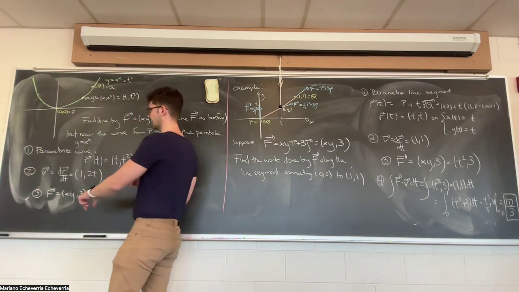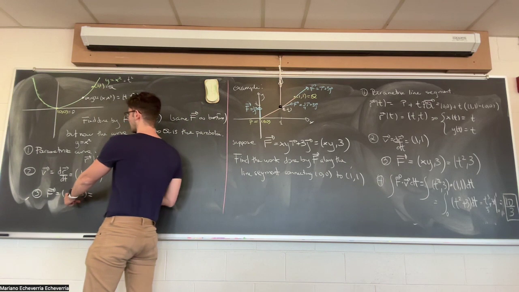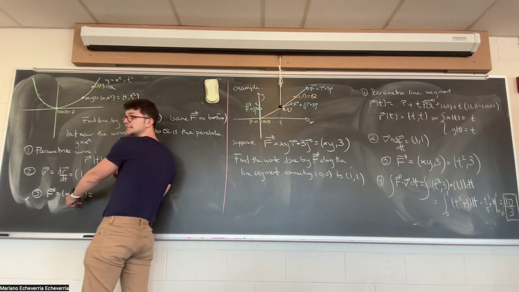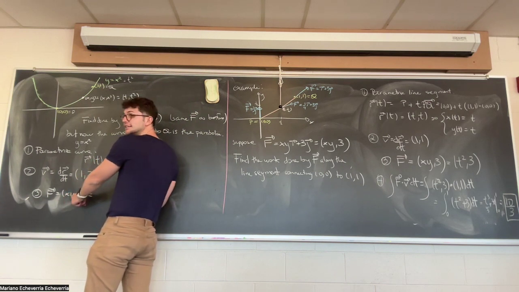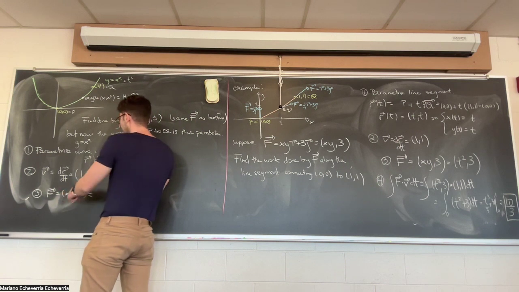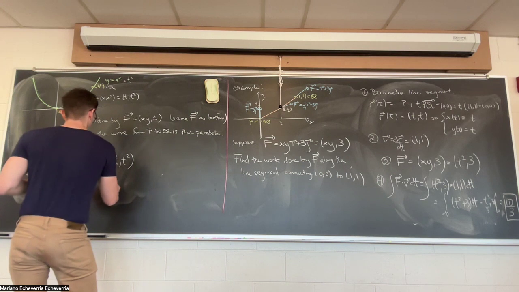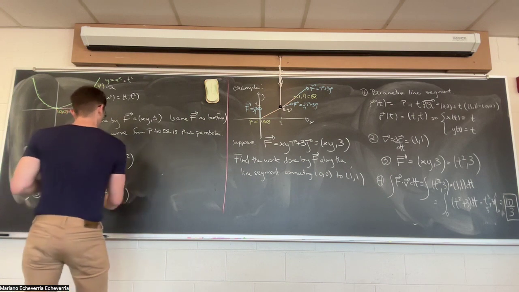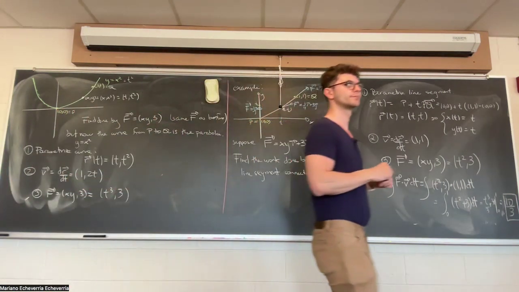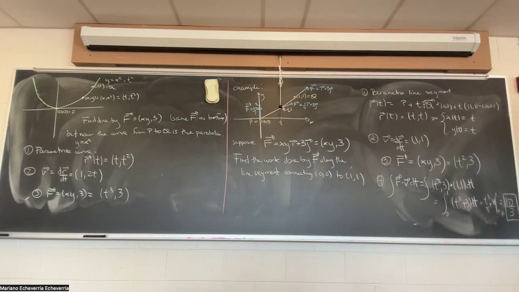But what does it mean? Now it's x on the parabola. X on the parabola is t, but y on the parabola is t squared. So the first entry is x times y, which becomes t times t squared. So that gives you t cubed comma 3. Okay. Is that making sense? Is that okay?